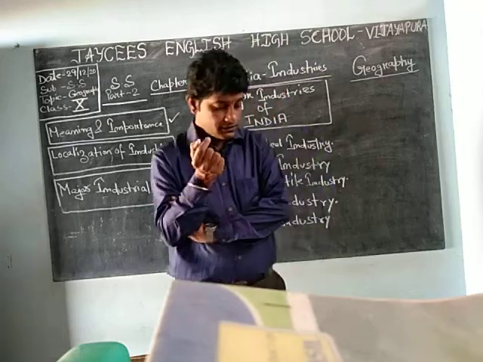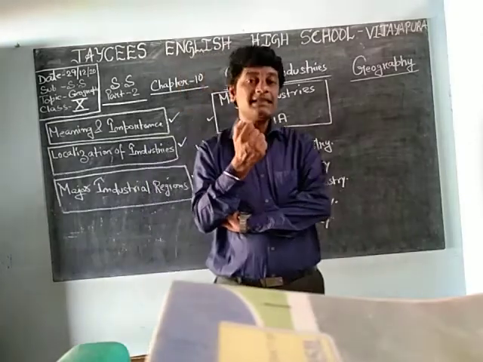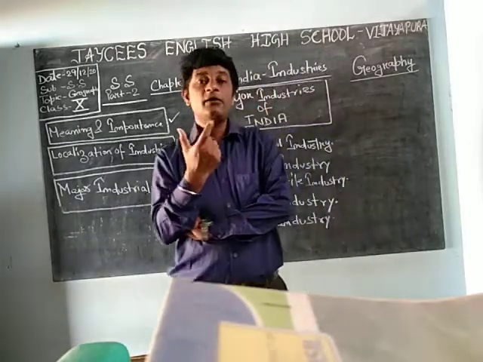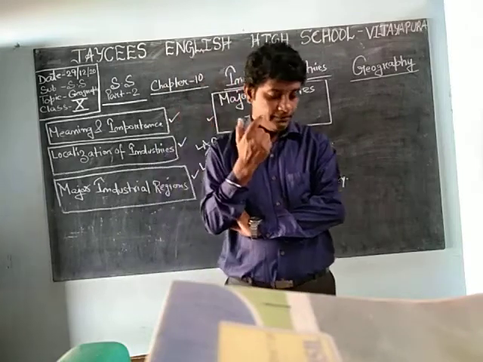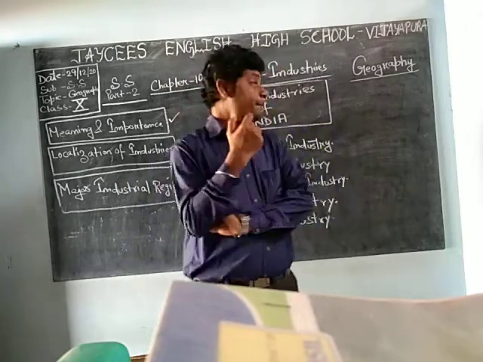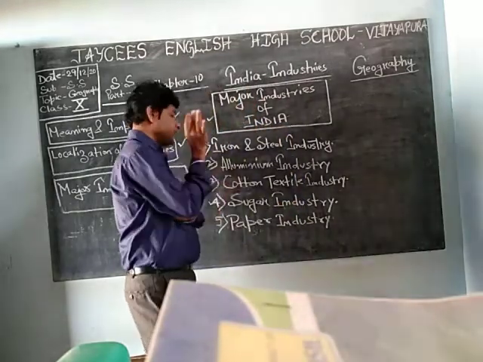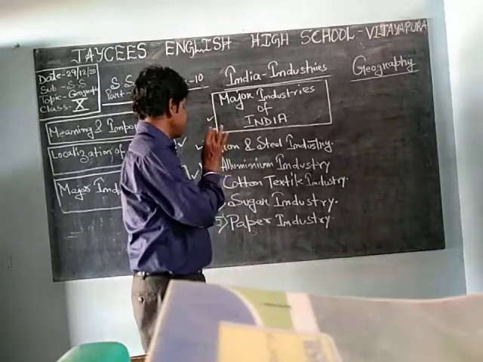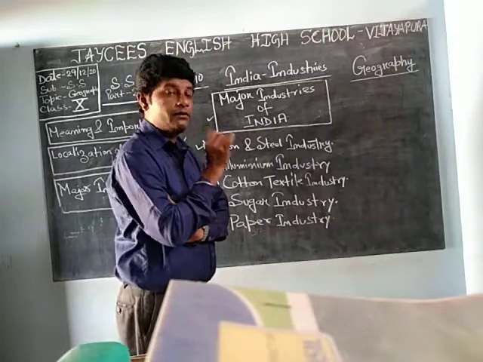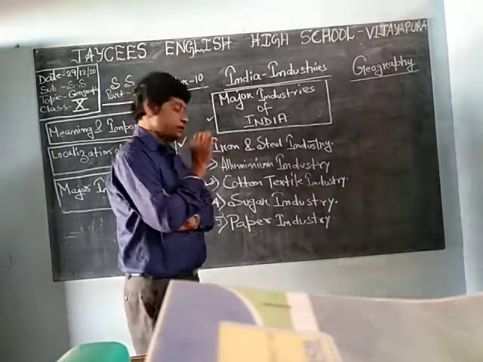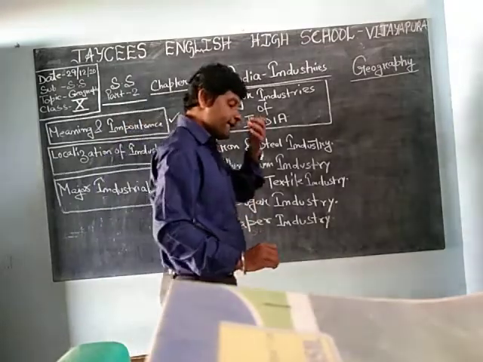Okay, so 10th standard students, this video is the continuation of your last video. In the last video, actually per video I am just going through one industry. So now we are going through the major industries of India. I told you that these are the industries we already have finished. That is the iron and steel industry, aluminium industry, cotton textile industry, and in the last video you got the sugar industry also. Now in this video we will be going with the paper industry.